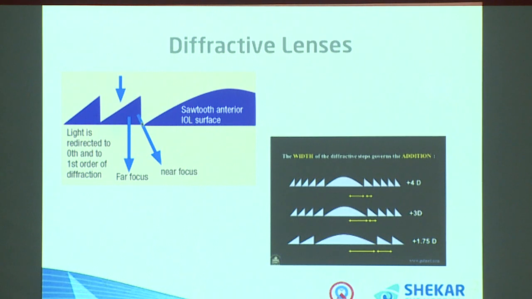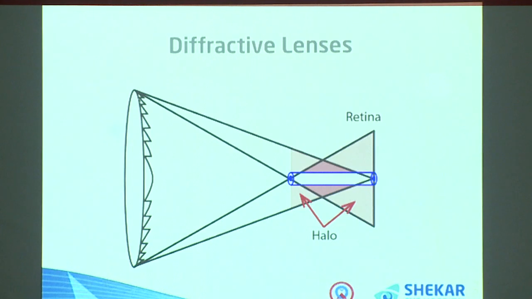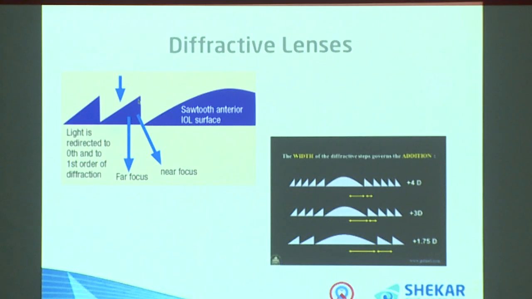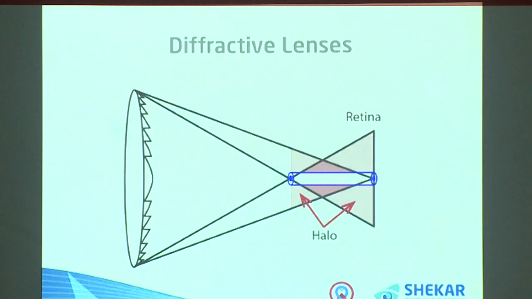The height here gives the near focus. That is where the light ray bends. The taller it is, the more near addition it will give you. And the more area here, this area and this area are important because that is where the light division happens: how much for near and how much for distance. So that's how the diffractive lenses are designed.